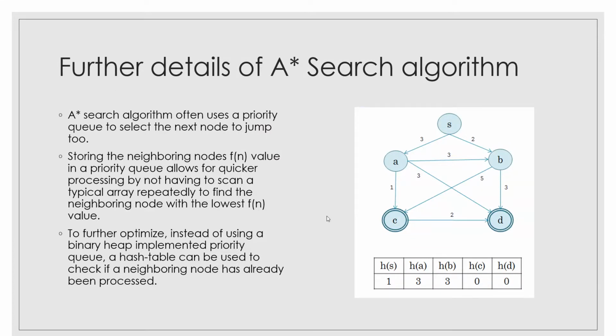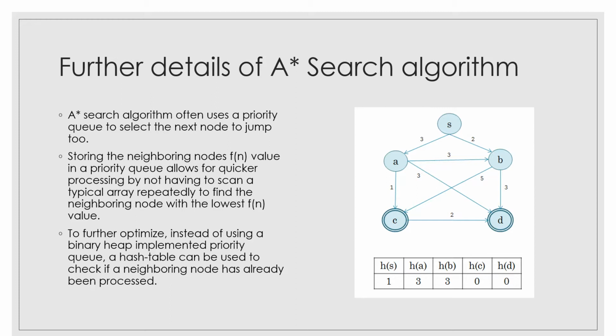Alright, so like I said before, A star uses the priority queue to select the next node to jump to, storing all the neighboring nodes' f of n values in a priority queue. It lets it run quicker, so you don't have to scan an array just to find the lowest value in it. So with a list holding all the f of n values of the neighbors, you'd have to perform a search every single time you're trying to make a decision by finding the one with the lowest f of n. So having it in a priority queue will have it in order for you already.